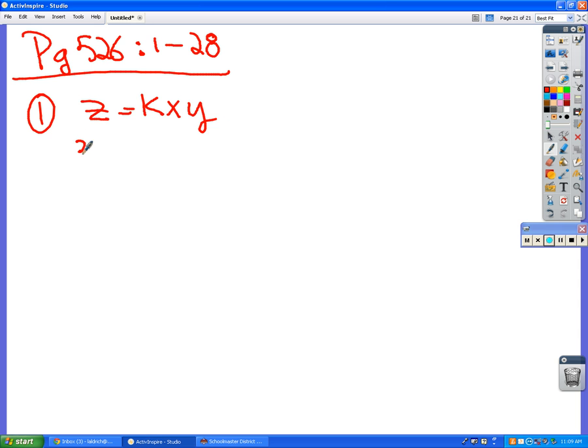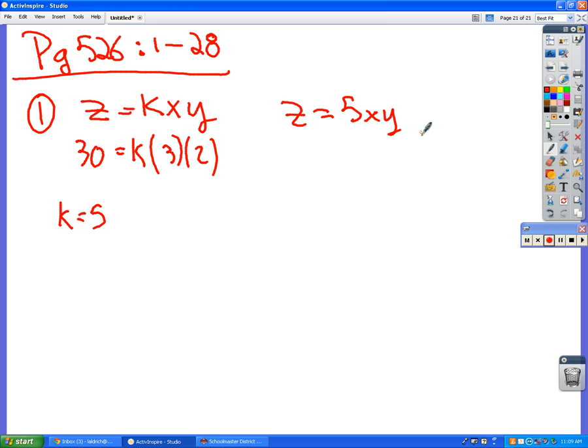So I'm going to plug in 30 for z. What was x? 3. And y is 2. So what does k equal? 5. So final answer, z equals 5xy. It varies directly, so you know you're multiplying. The only thing that's different than what's on the notes that I gave you is it's not just x, it's x and y. No big deal.